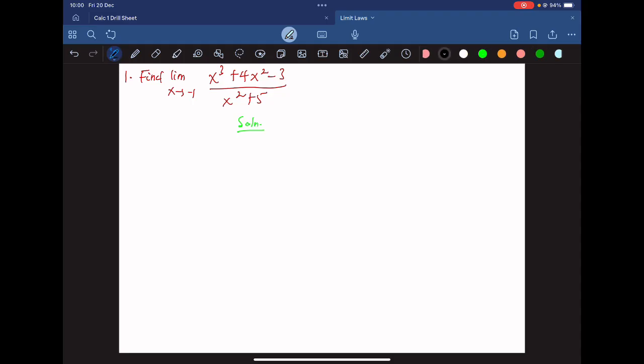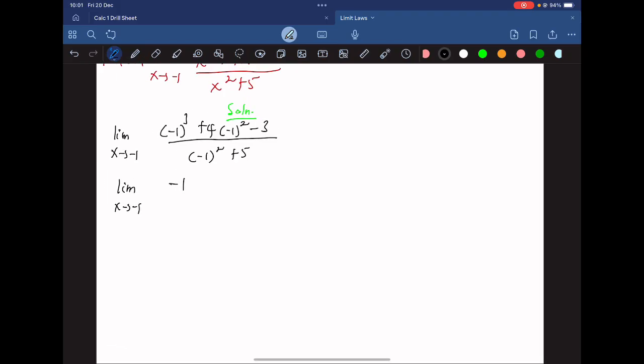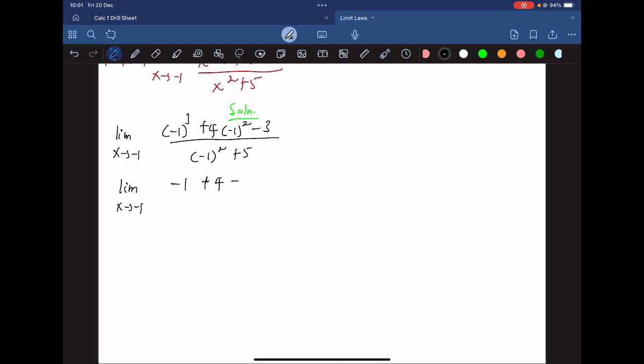If we do so, we are going to have the limit as x approaches -1. We have (-1) cubed plus 4 times (-1) squared minus 3 out of (-1) squared plus 5. Now, (-1) cubed is -1, (-1) squared is +1. Then we multiply it by 4, so we have +4 minus 3. Then (-1) squared is +1, then plus 5.